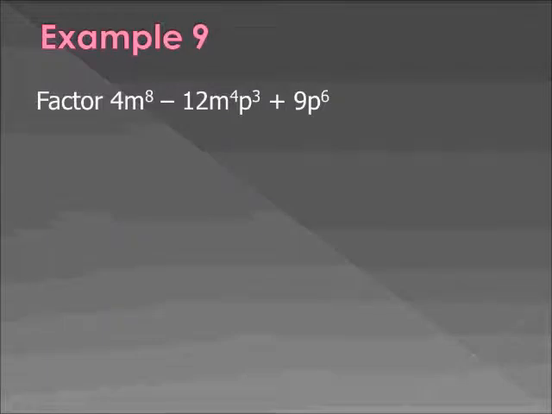Finally, example 9, 4m to the 8th minus 12m to the 4th p cubed plus 9p to the 6th. All right, so we have a lot going on here. Go ahead and try this one and come back and check the answer.